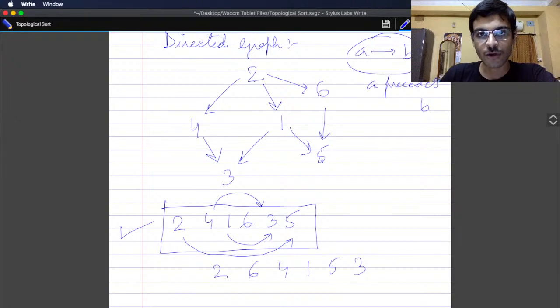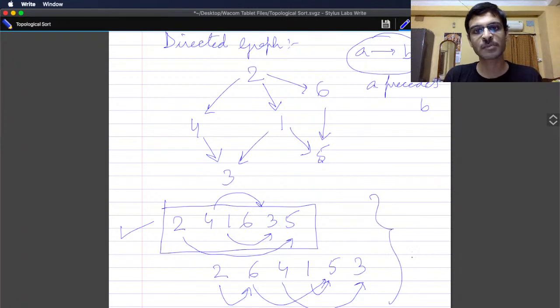You can see from 2 we are reaching 6, so 2 comes before 6. From 1 to 5, so 1 comes before 5. Over here you have 4 to 3, so 4 comes before 3, and even 6 to 5, so 6 comes before 5. All these are obeyed. So there can be multiple topological orderings possible.